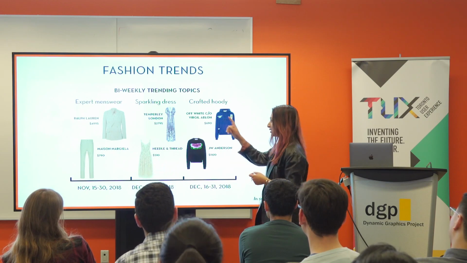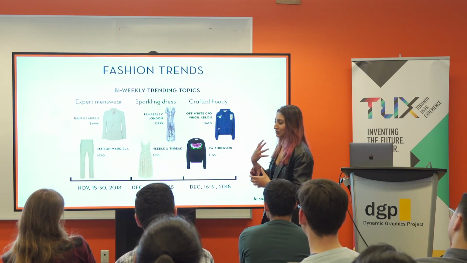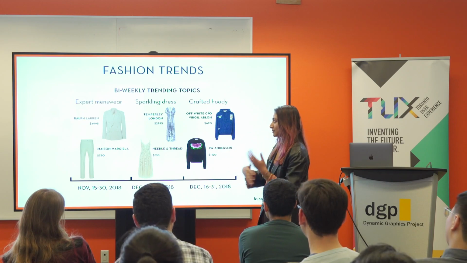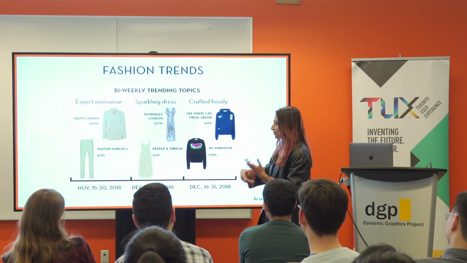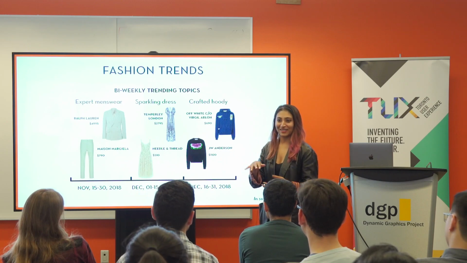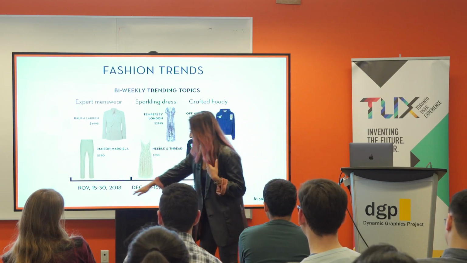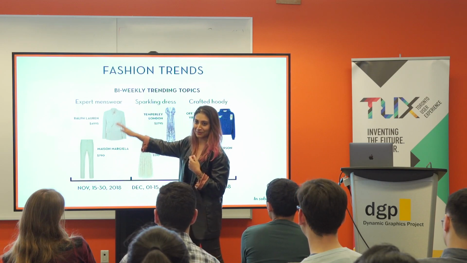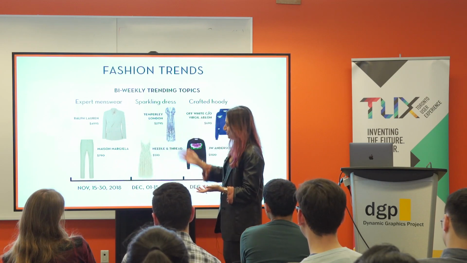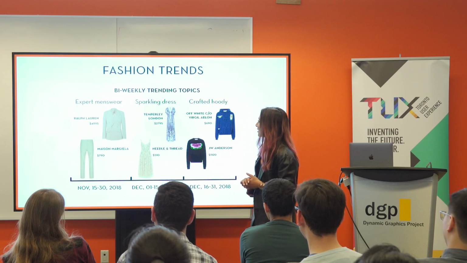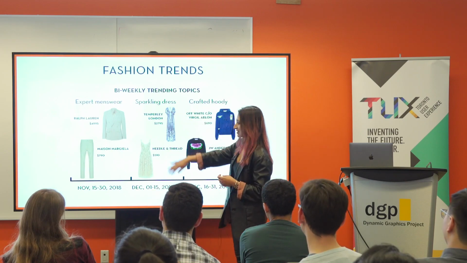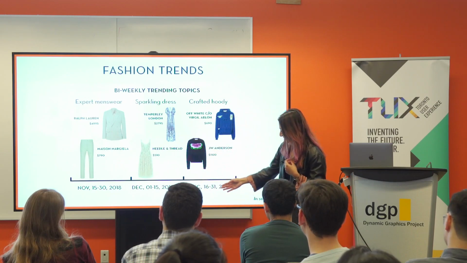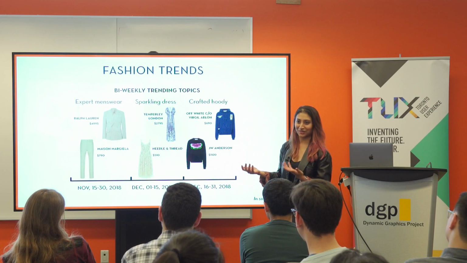So what we are trying to do is see if we can do a data-driven fashion magazine where, since we're crawling this product data continuously, every week we can pull out the themes that are going on. So between November 15th to 30th, one concept was expert menswear. I don't know what that means exactly, but that's what the model is suggesting. Sparkling dresses, a bit more straightforward. Another one, at the end of December, was crafted hoodie.